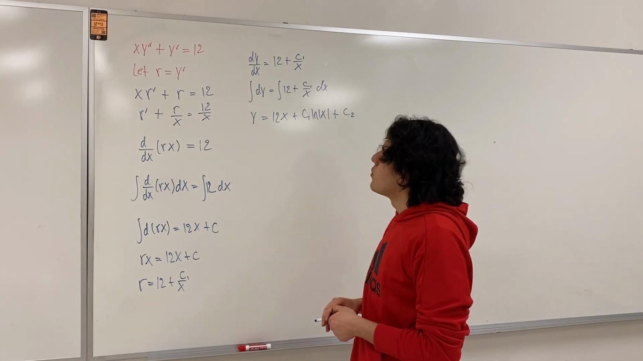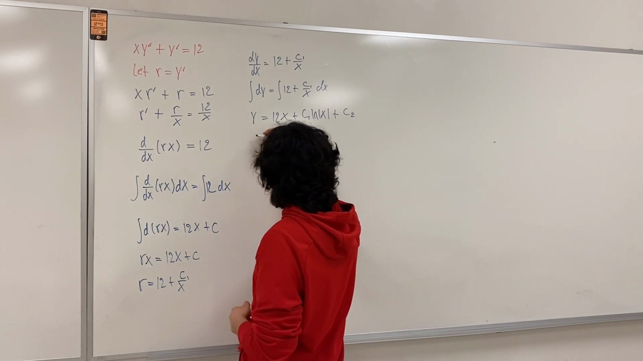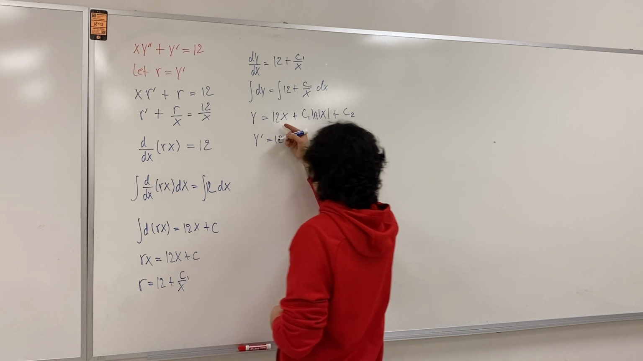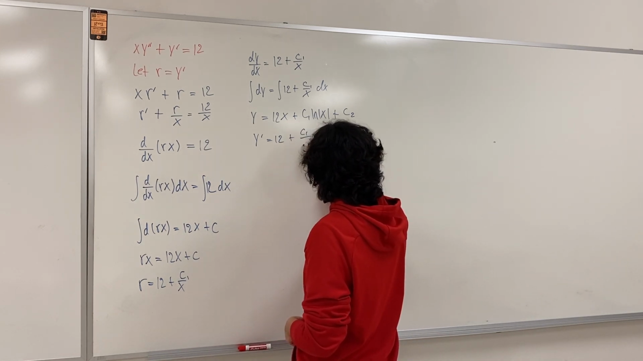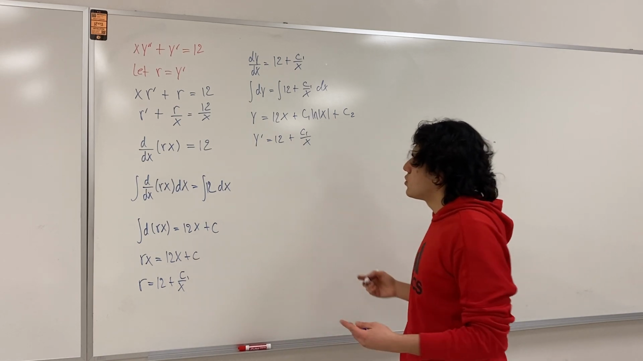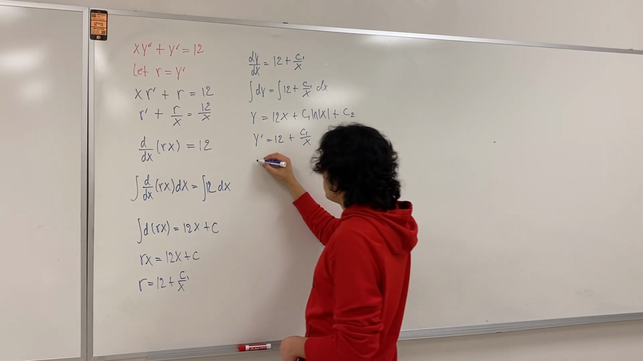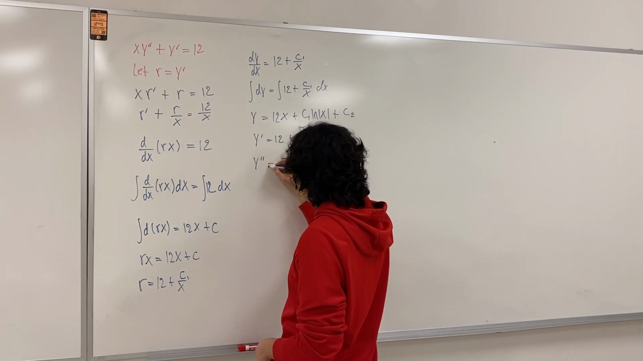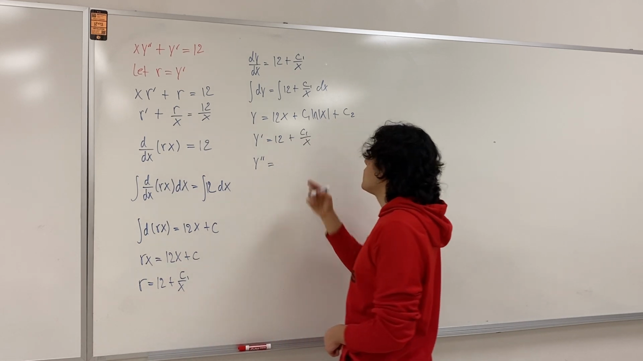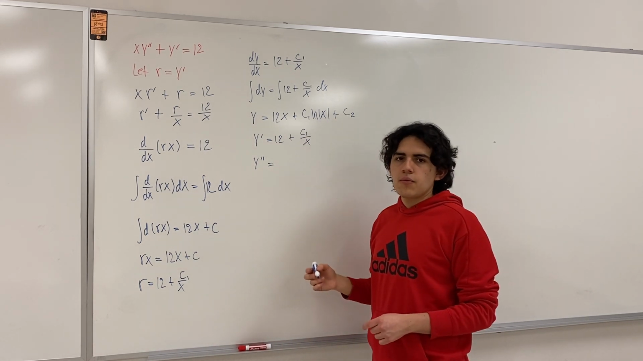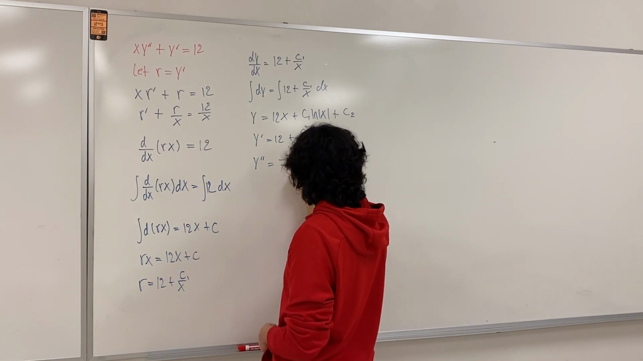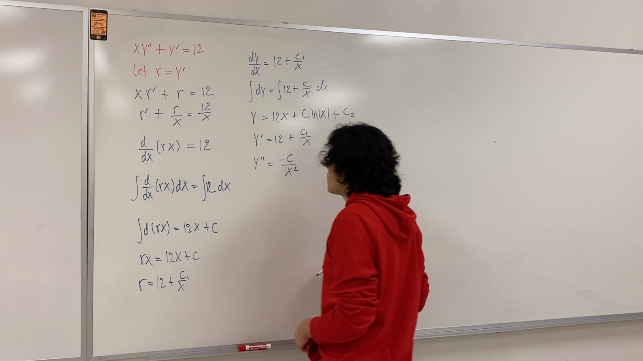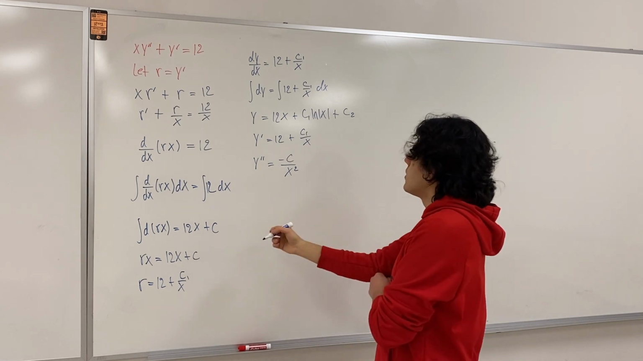And I think we should check if this is true. So let's find the derivatives. First we're going to do y prime. We know y prime is going to be the derivative of this, that is 12 plus c1 over x, and then the derivative of c2, that's just 0. And now let's differentiate that again to get y double prime, and the derivative of this, that is x to the -1, so we move a negative in front, and we have -2, so we get minus c1 over x squared.